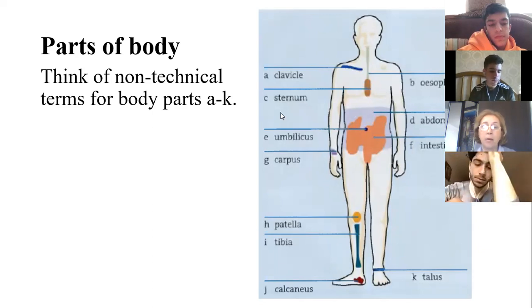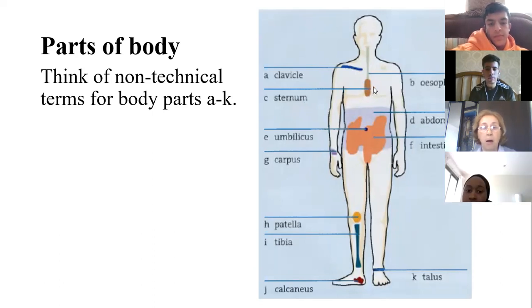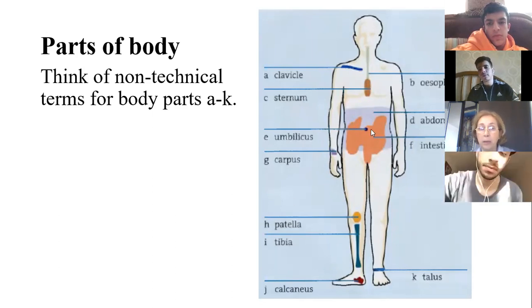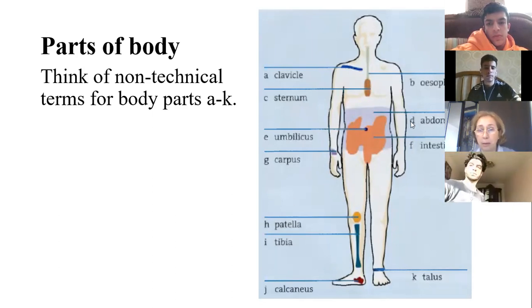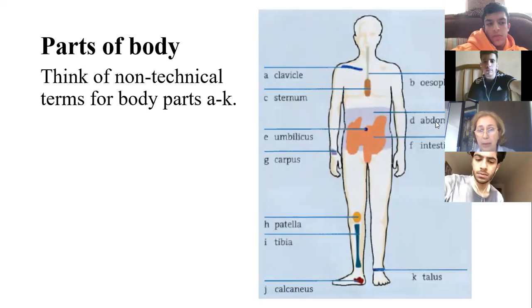No. Mhm. Okay, sternum. What is the common word for sternum? The chest. What kind of bone is it? It's called pulmonary. Breastbone, right? Breastbone. Okay, so D, this is tummy, belly, abdomen. Umbilicus is belly button, navel.